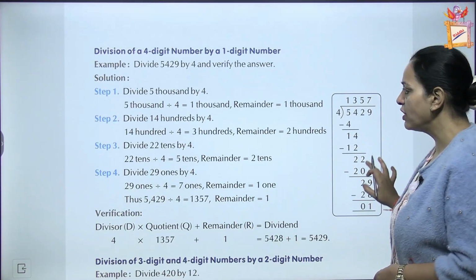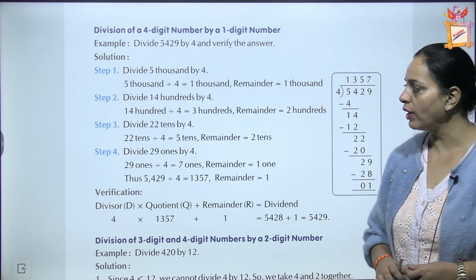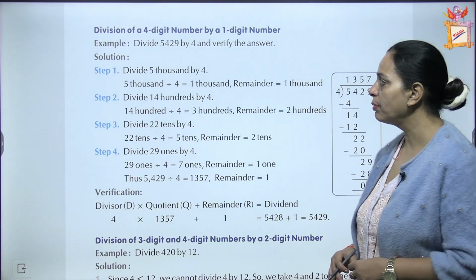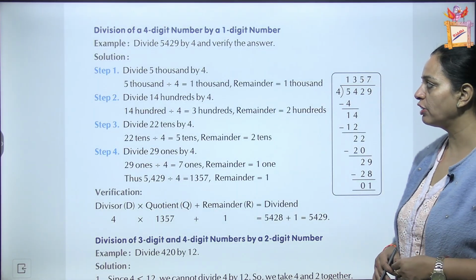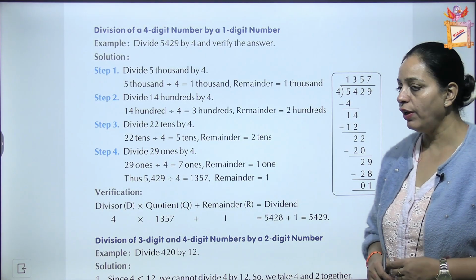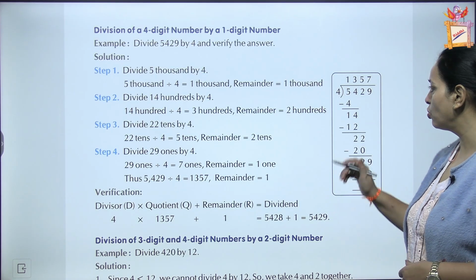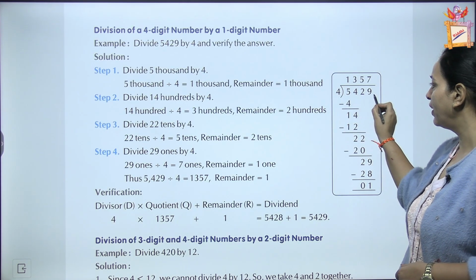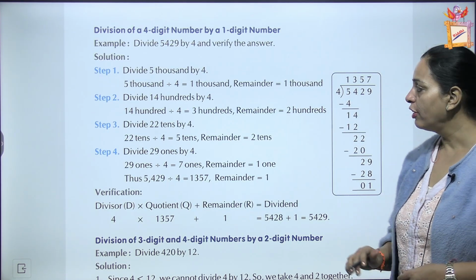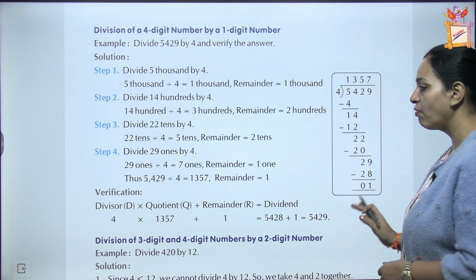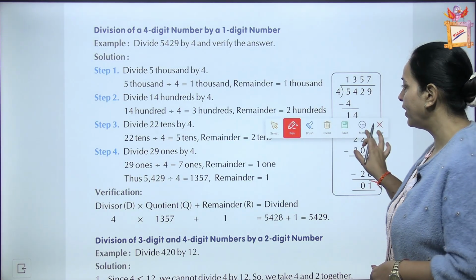Now the next, division of a 4-digit number by a 1-digit number. See example, divide 5429 by 4 and verify the answer. So what to do? Write it like this, dividend, and this is divisor. Now take the 1000 digit, this is 5 and you know 5 is greater than 4.